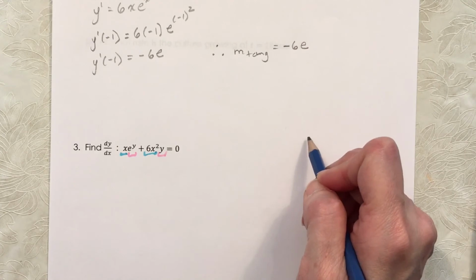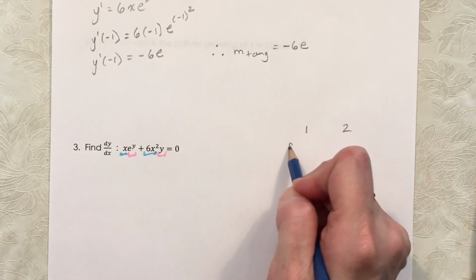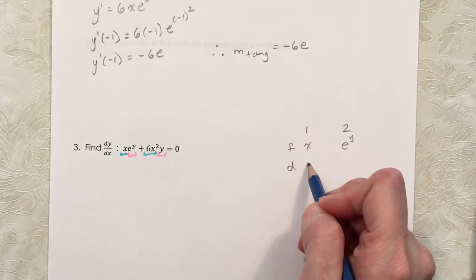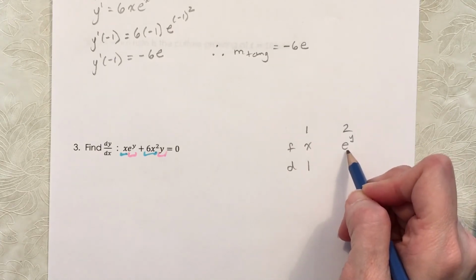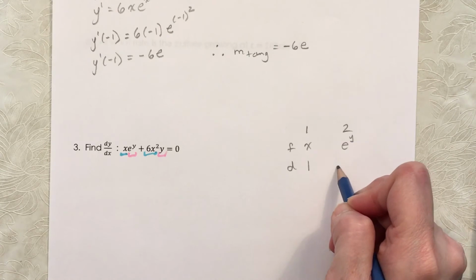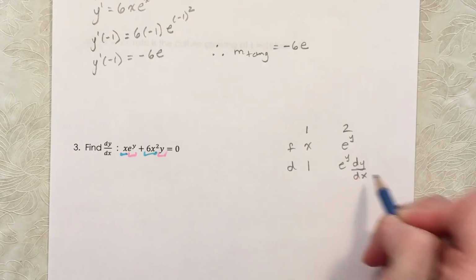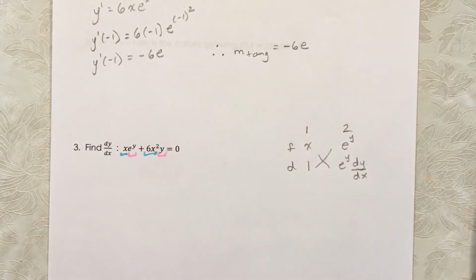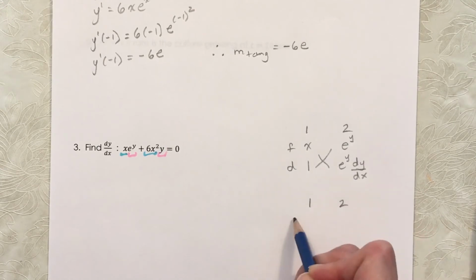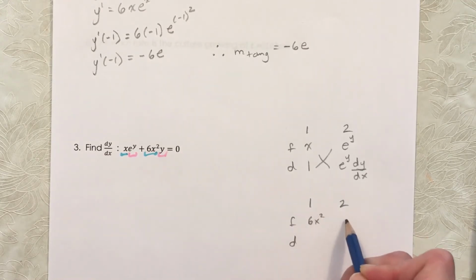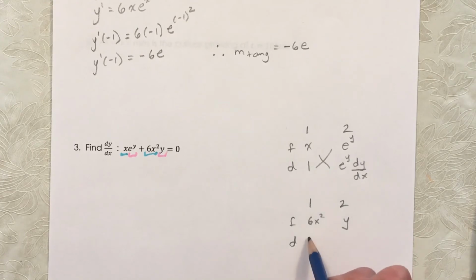For my first product rule, I'll go off to the side here. So first, second, function, derivative. My first is x, and my second is e to the y. Derivative of x is 1. According to the chain rule, the derivative of e to the y would be e to the y times the derivative of y with respect to x. Then our second product rule involves 6x squared y. Our first is 6x squared, our second is y. The derivative of 6x squared with respect to x is 12x, and the derivative of y with respect to x is dy by dx.